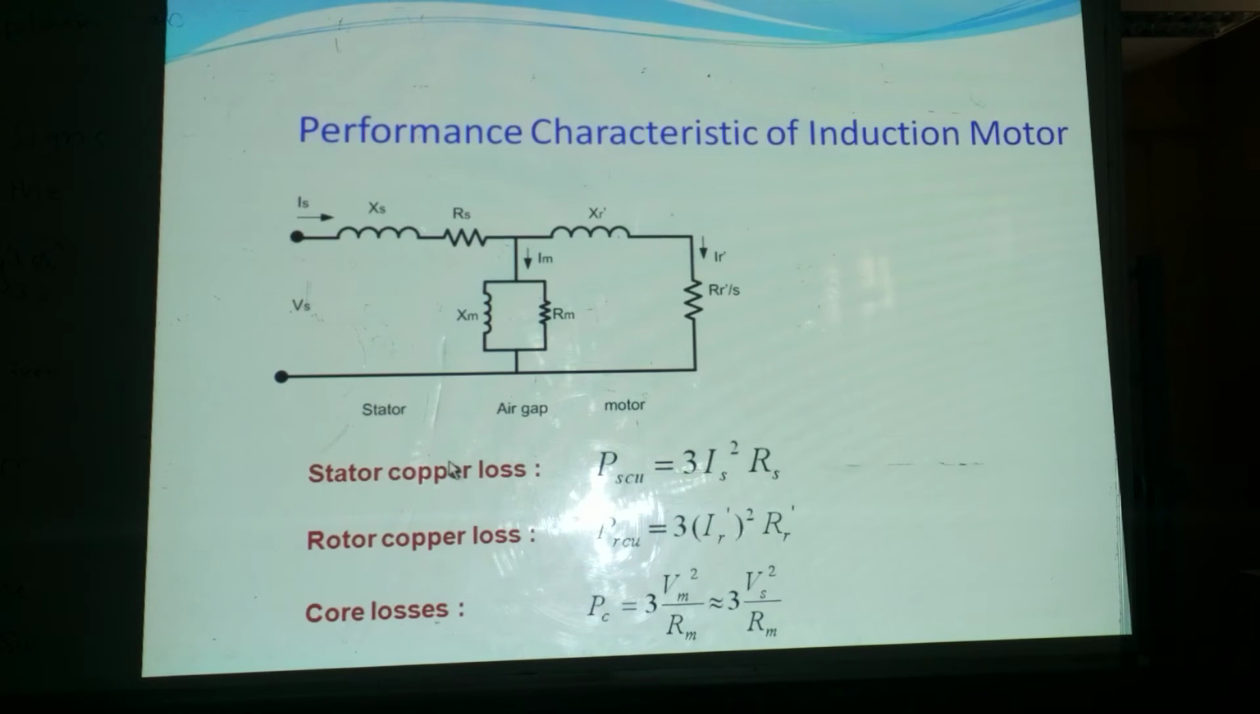Now, stator copper losses are given by 3 times Is square Rs, and rotor copper losses are given by 3 times Ir dash square Rr dash. Core losses in the shunt branch are 3 times Vm square by Rm, approximately equal to 3 times Vs square by Rm.